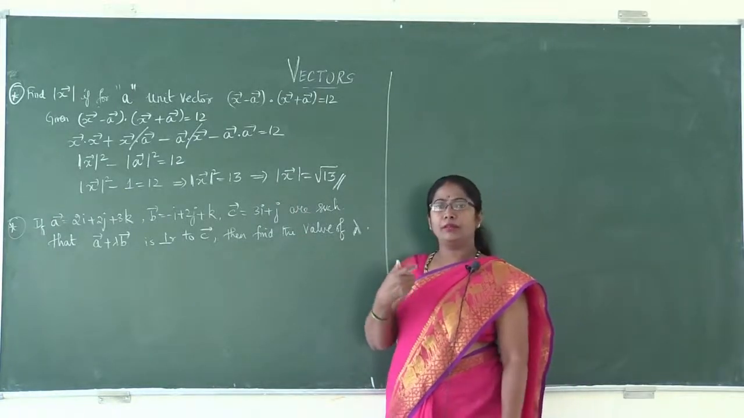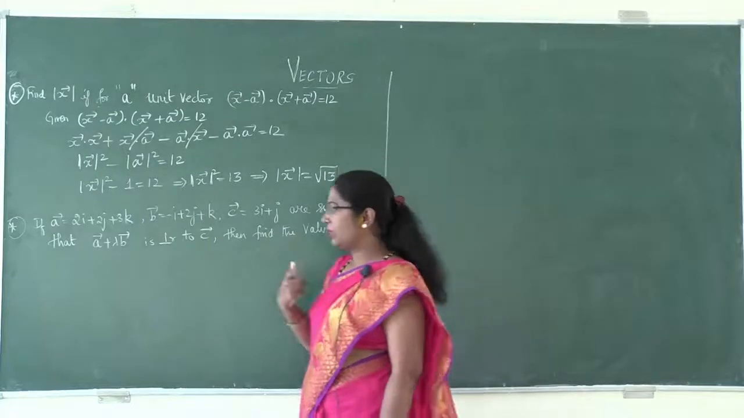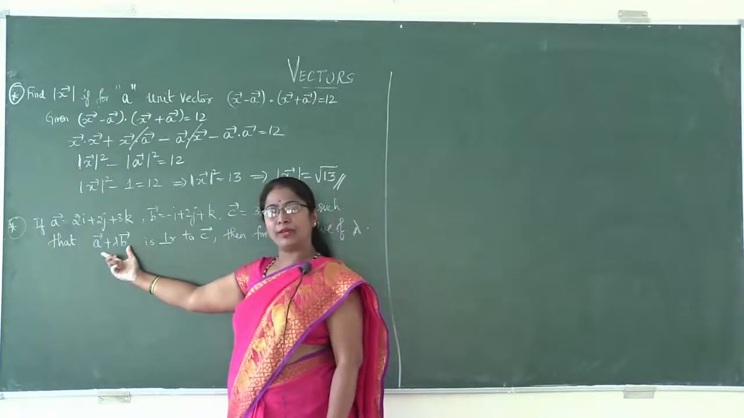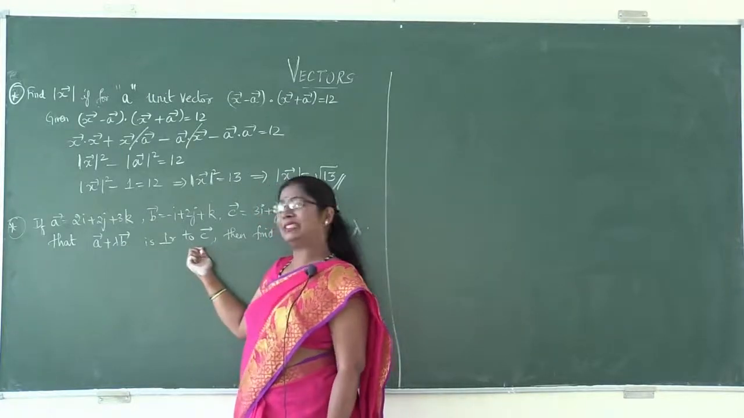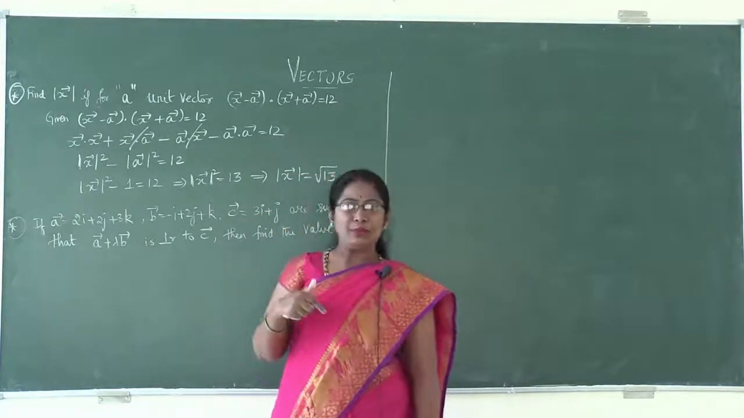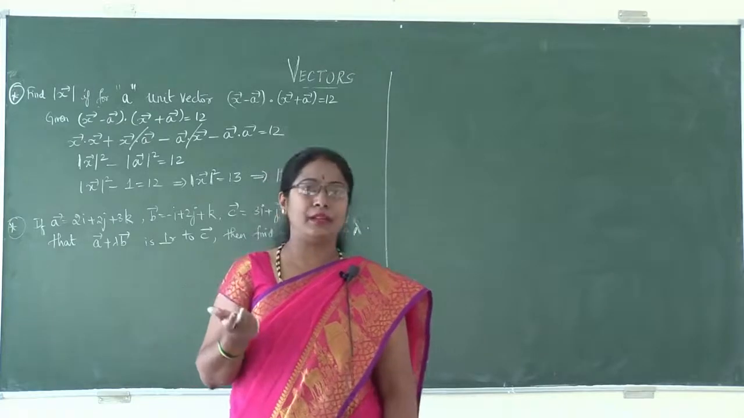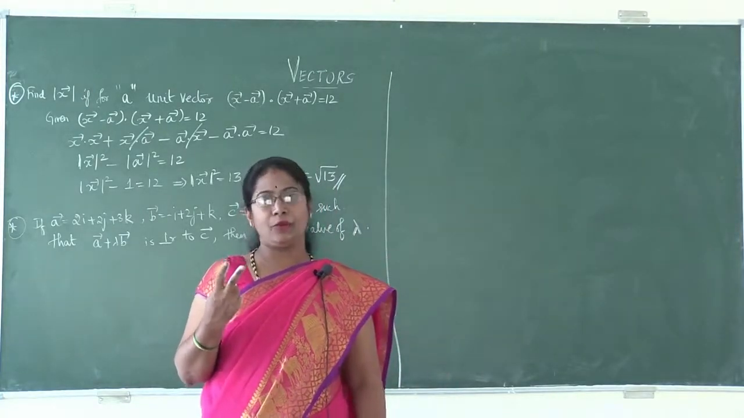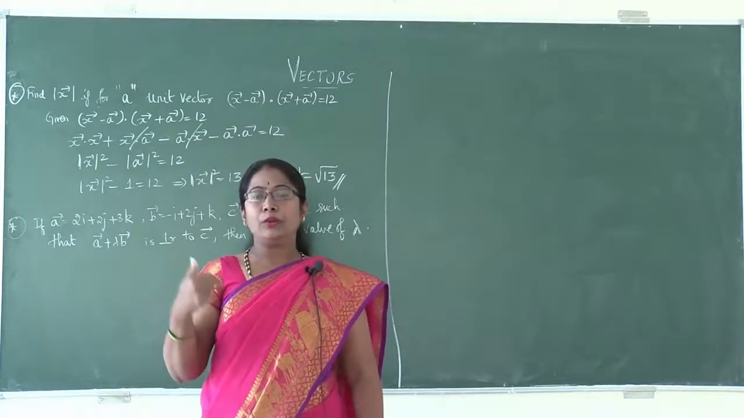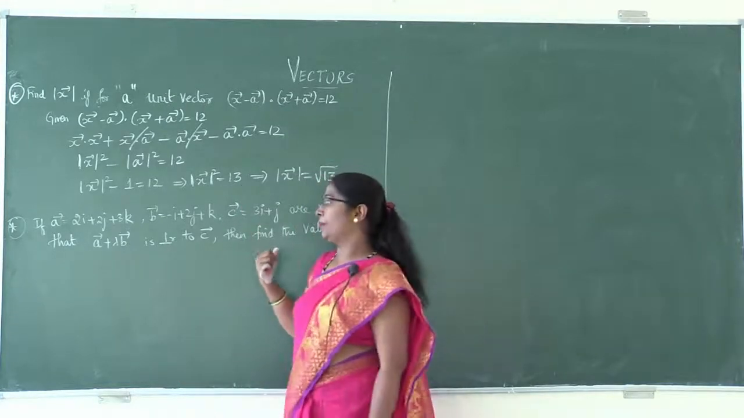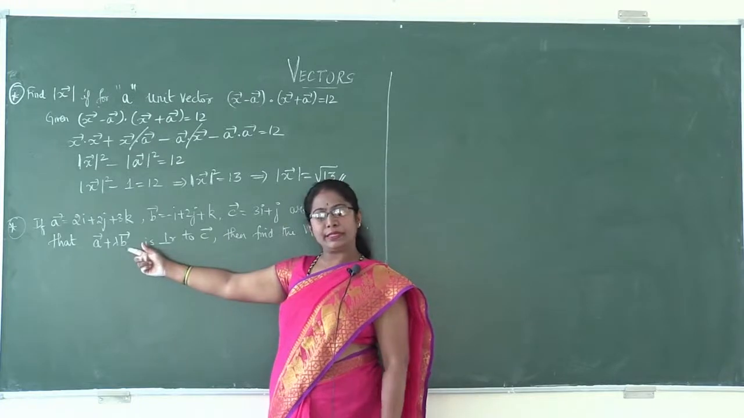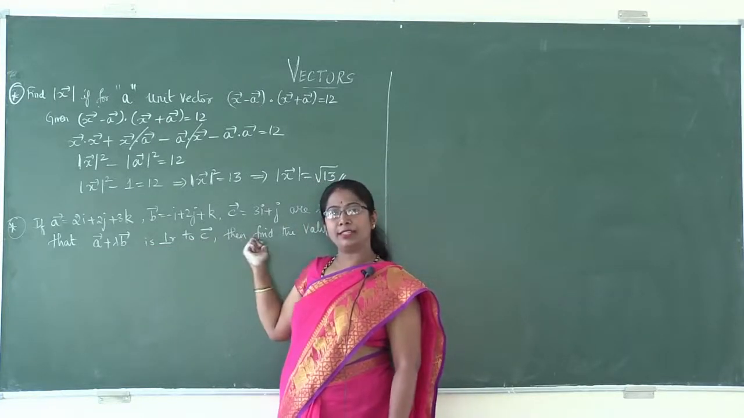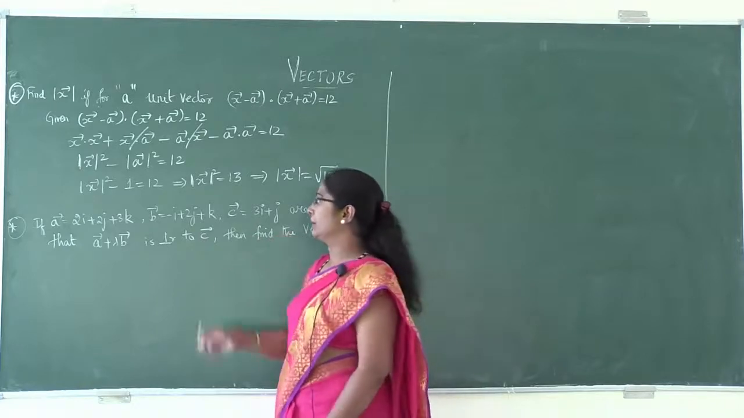When you read the second sentence of the question, what does it state? Vector A plus lambda into vector B is perpendicular to vector C. Putting it in the vice versa manner, when do we say it is perpendicular? When the dot product of two vectors is equal to 0. So, how do we conclude the given data in this problem? Given vector A plus lambda into vector B, dot product with vector C is equal to 0. Solution.